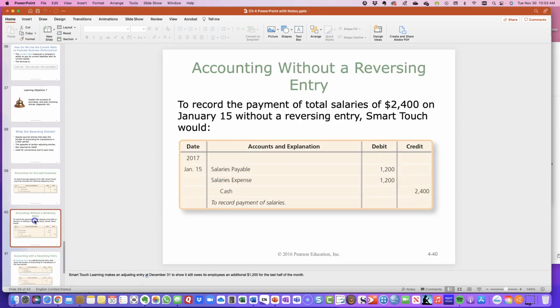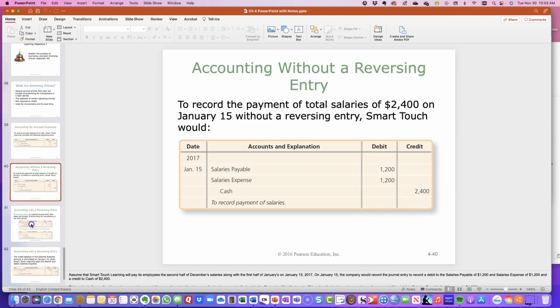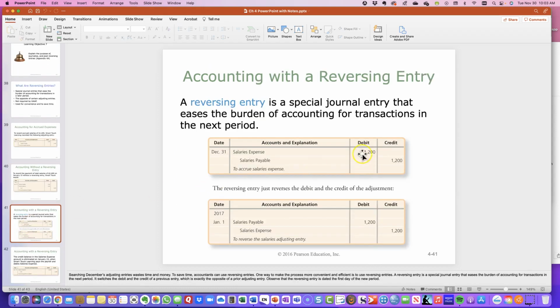Then what happens is, if we don't reverse it, we have to debit our salaries payable, then debit our salaries expense, and then credit cash for $2,400 to show that we have 2 payroll cycles. But if we do have a reversing entry, you just do the exact opposite. Since we debited salaries expense, we're going to credit it here. And since we credited salaries payable, we're going to debit it here. So you're literally just doing the opposite.